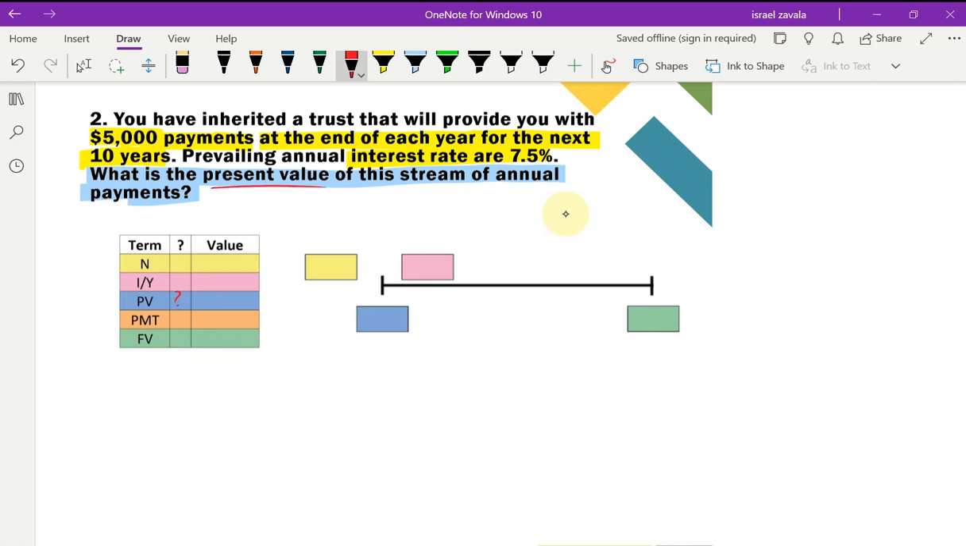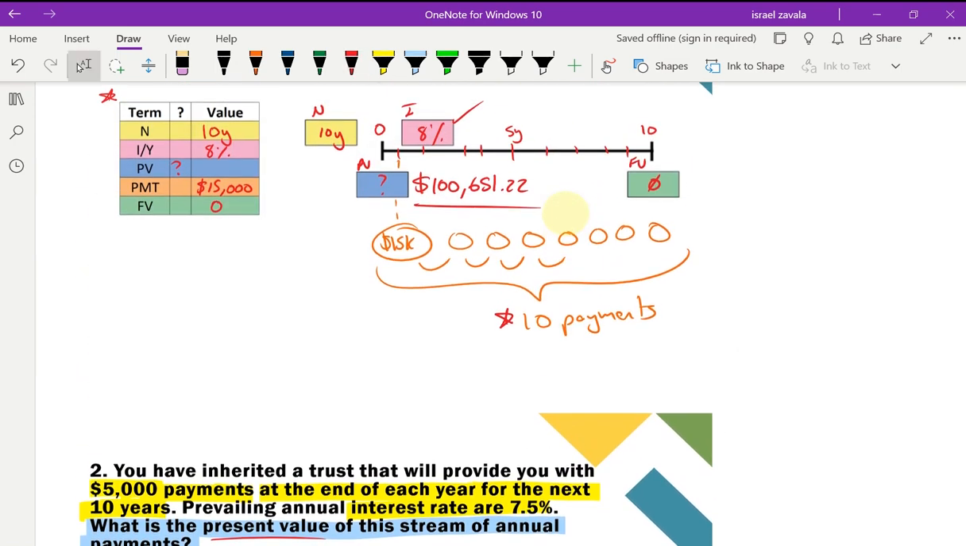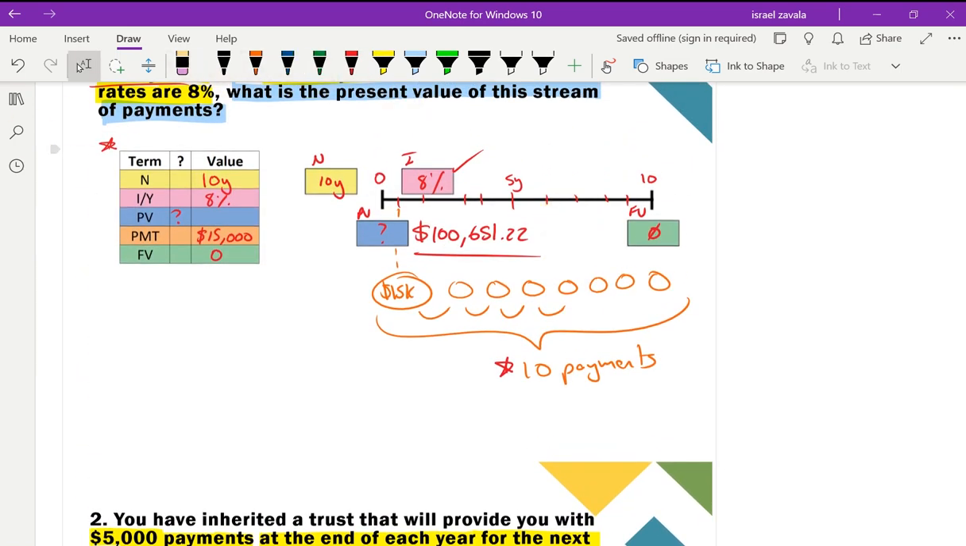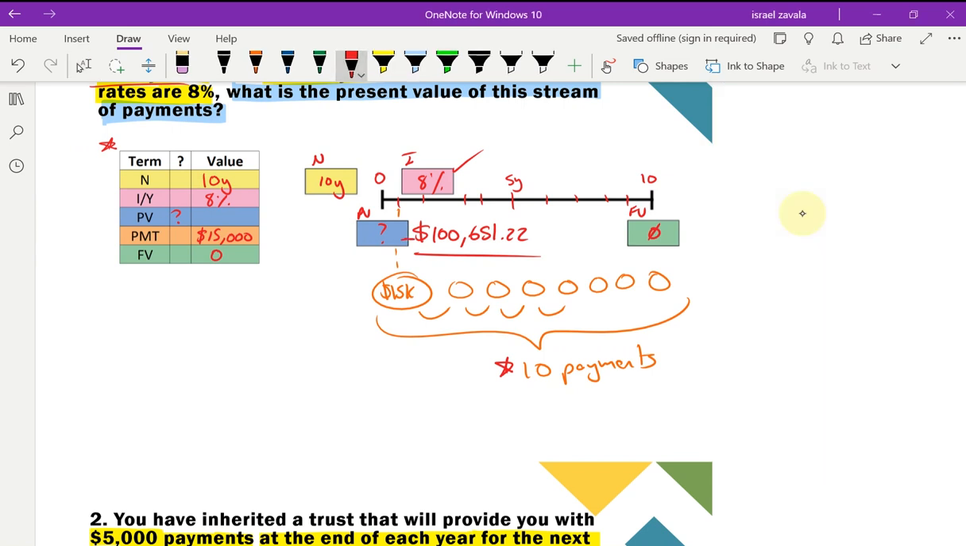So top to bottom, and how many years? 10 years. Interest rate is 7.5%. The payments are going to be $5,000 payments, and 0 is going to be future value. I just realized something. Let's go back. Let's grab my financial calculator. Notice this is a negative. Yeah, you guys might have had a question about that. This is a negative. That is actually a negative.